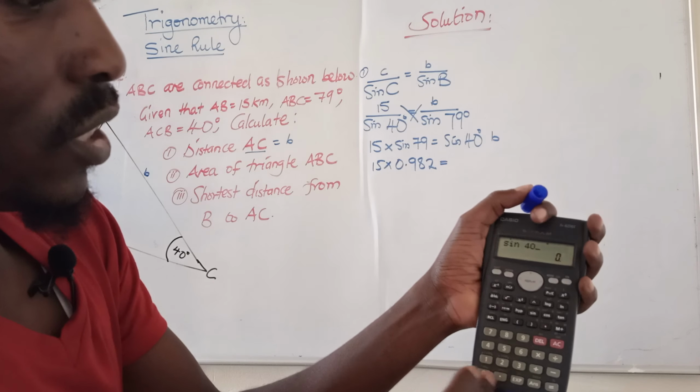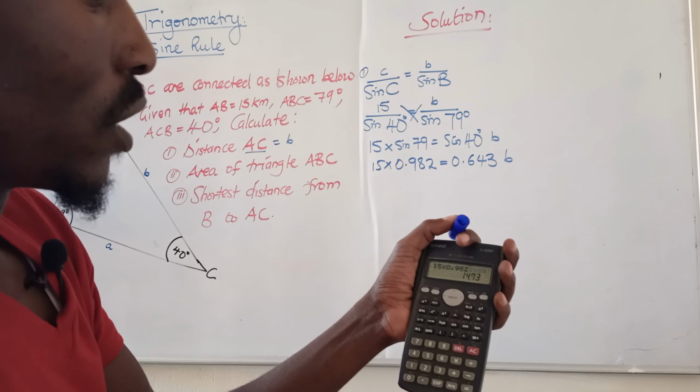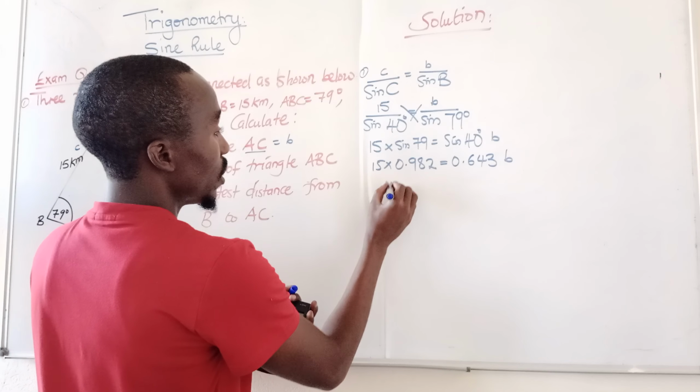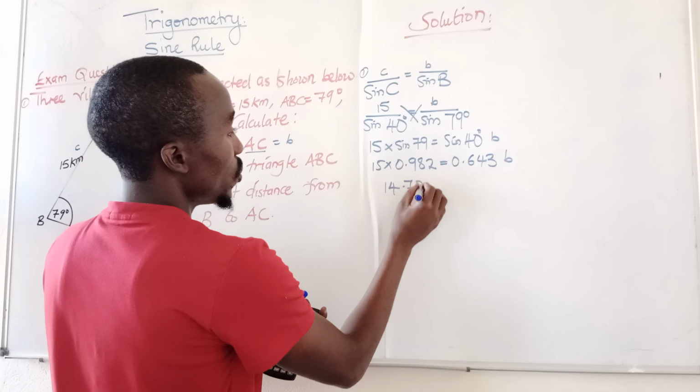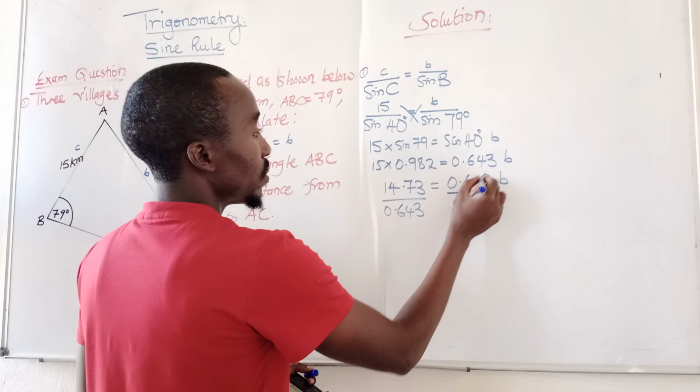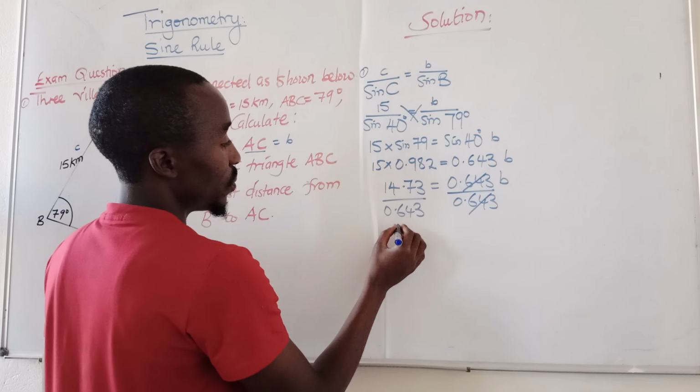0.643 B. We are finding the distance AC, which is B. So when we multiply 15 times this, it will be 15 multiplied by 0.982, to give us 14.73. It is equal to 0.643 B. So for us to remain with B here, we are going to divide by 0.643, and this side, we divide by 0.643. When you cancel this, you cancel that, you just remain with B.